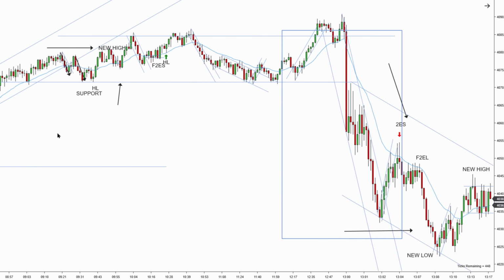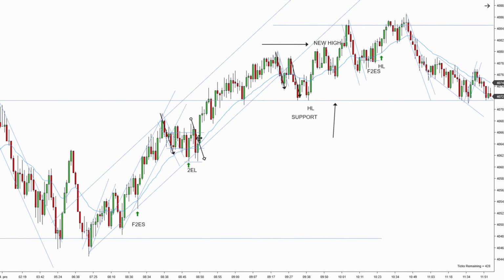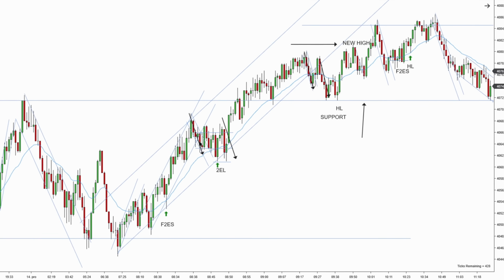There was one tricky setup right here, which I was very close to taking. I'm glad I held off because of the congestion here. But if you took it right here, you pretty much didn't do anything wrong. There was just a little push lower. Market needed to create new low for the downtrend. But I think it was a well-calculated risk.